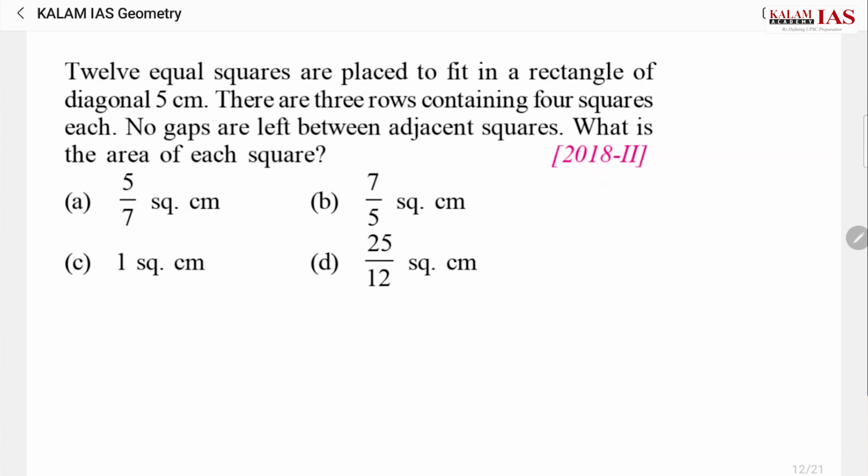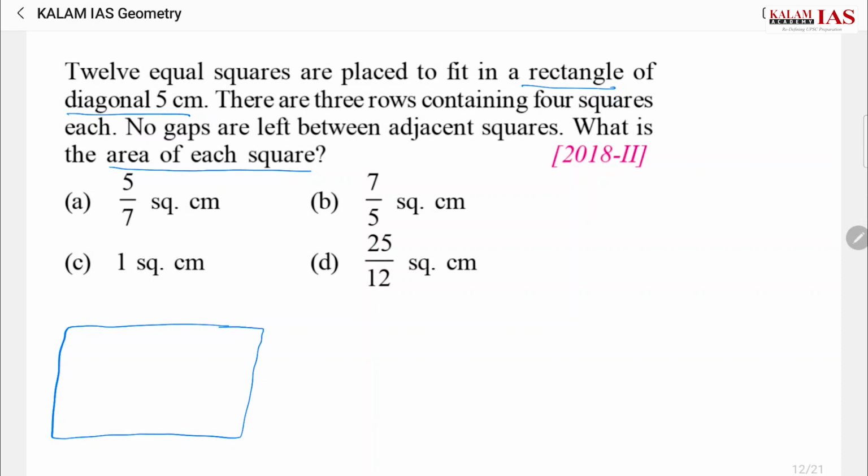It is given that 12 equal squares are placed to fit in a rectangle of diagonal 5 centimeter. There are 3 rows containing 4 squares each. No gaps are left between adjacent squares. What is the area of each square? So this is a rectangle. Now there are 12 equal squares which are placed to fit in a rectangle of diagonal 5 centimeter.